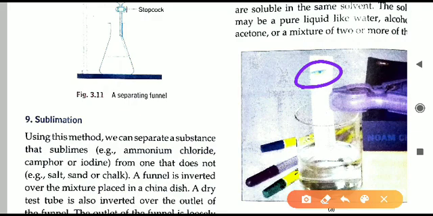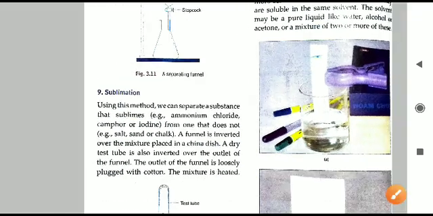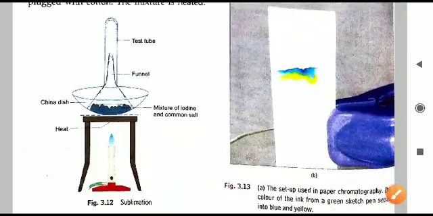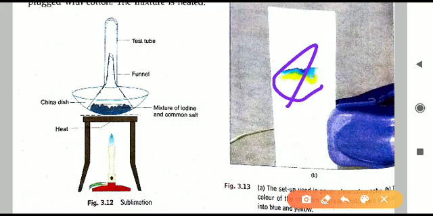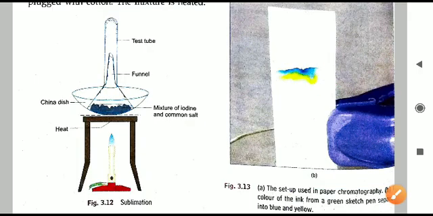Where are these pigments from? They have come from this mixture only. The mixture substances are moving upwards in this chromatographic paper, and due to their difference in their ability to move upwards, they are separating from each other. This is the process of chromatography. Here you can see in more detail, different pigments are separated from each other. These are the pigments of ink only, which are separated from each other.